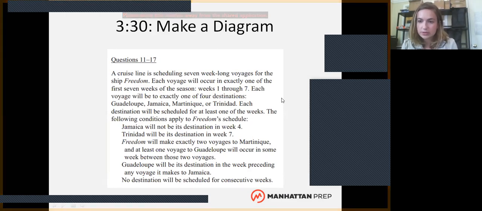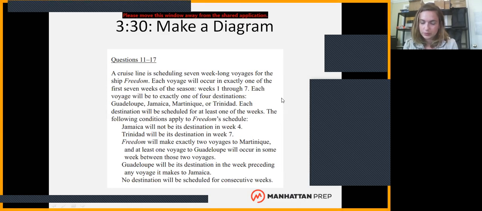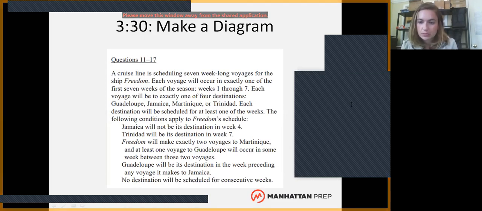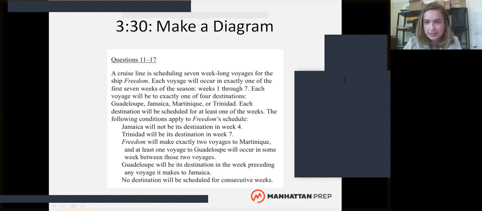Okay, it's the uneven distribution. Wait a second, see what everybody else says. Okay, different locations in the week and conditions for places. So yeah, it does kind of seem like you need two diagrams. Yep. Yeah, it feels very open-ended.